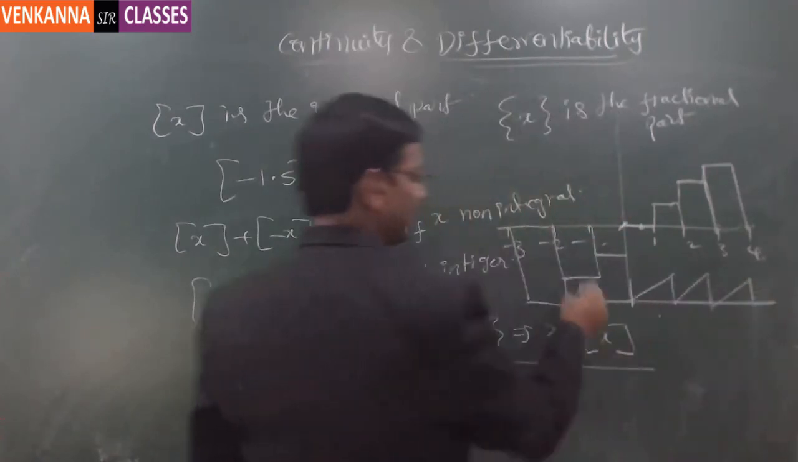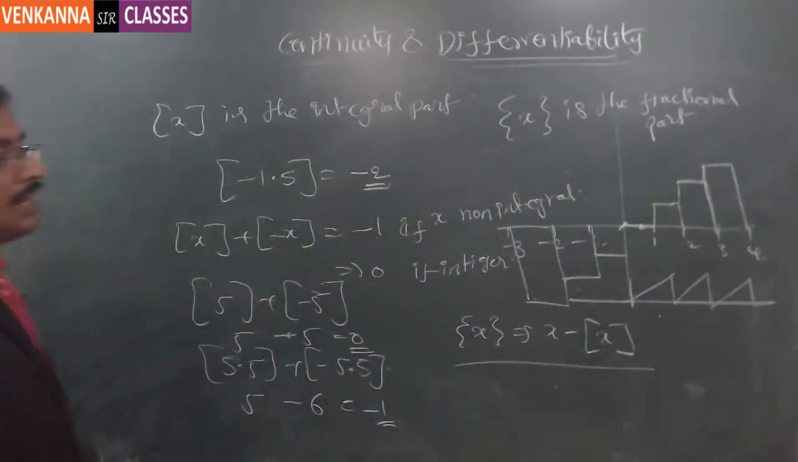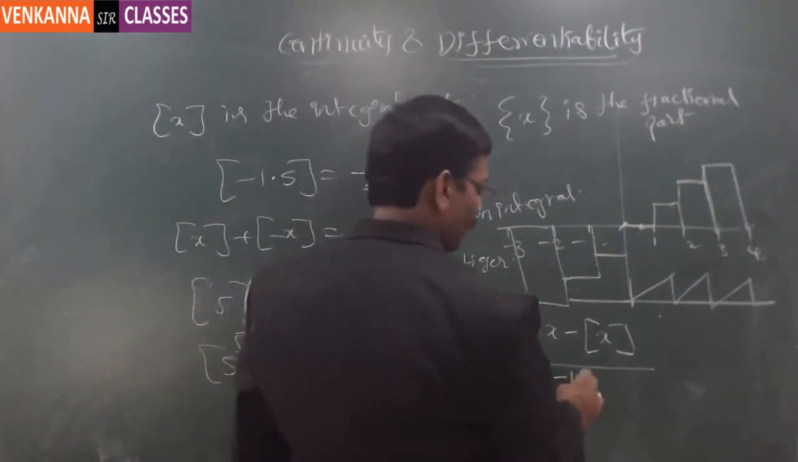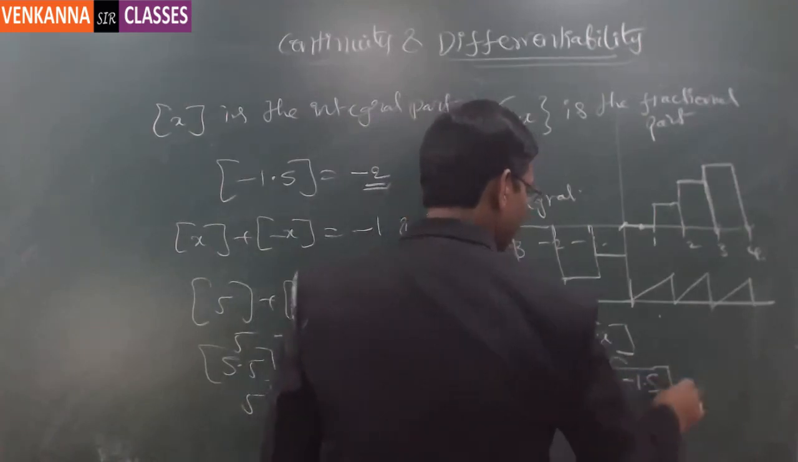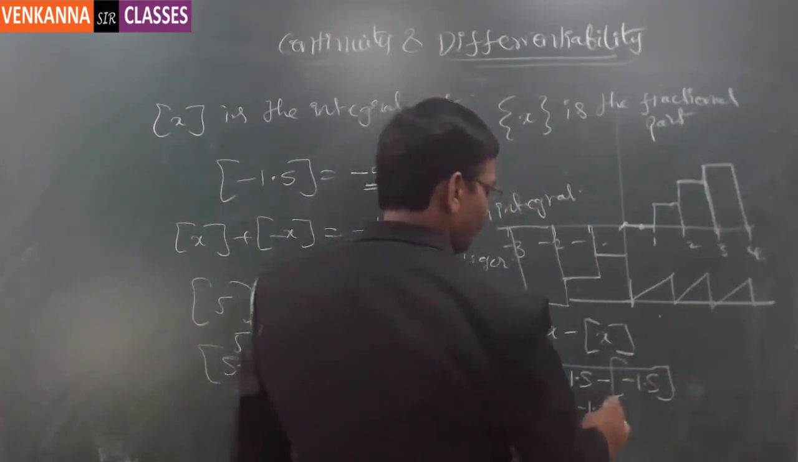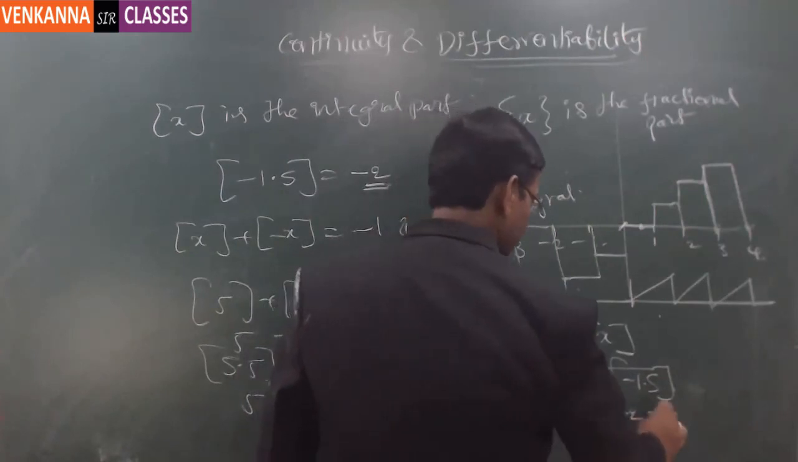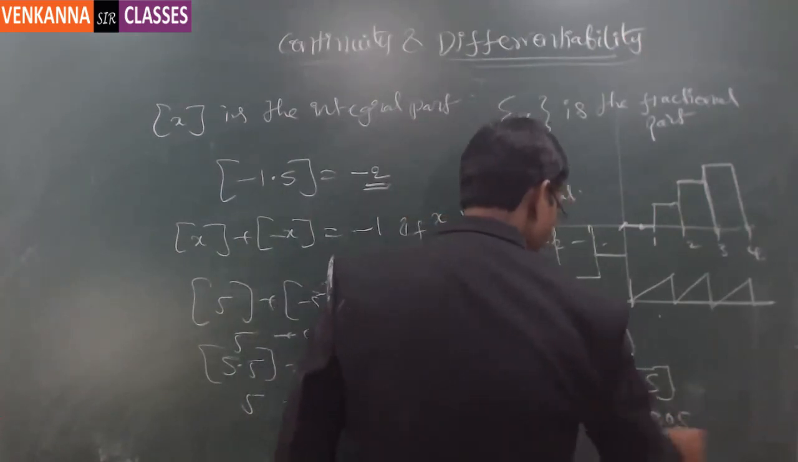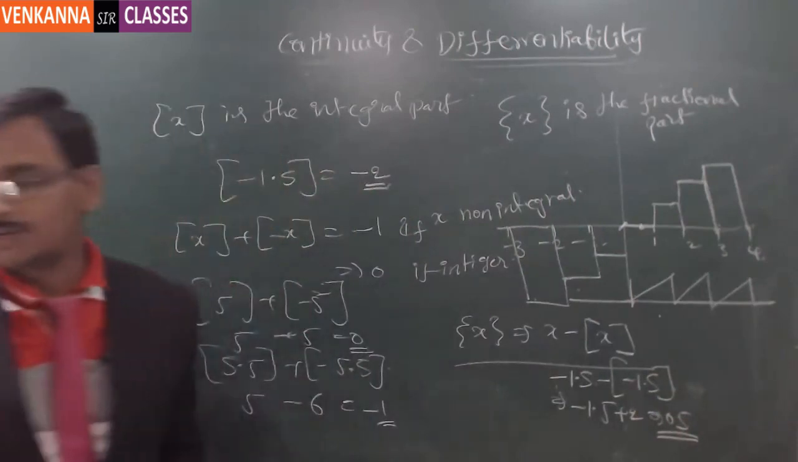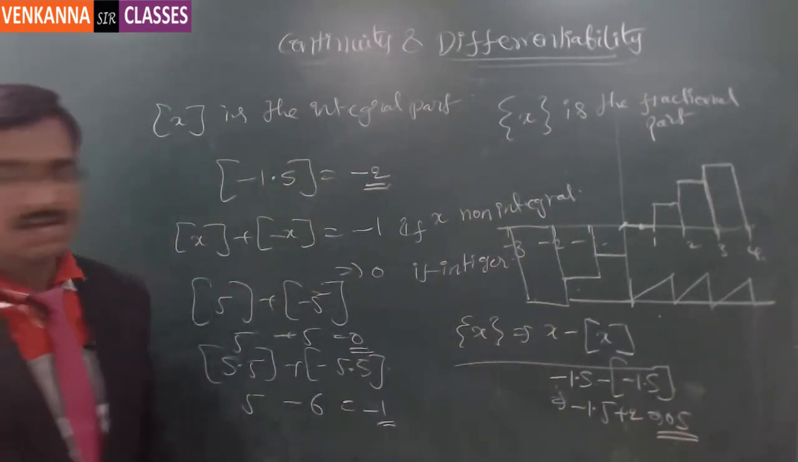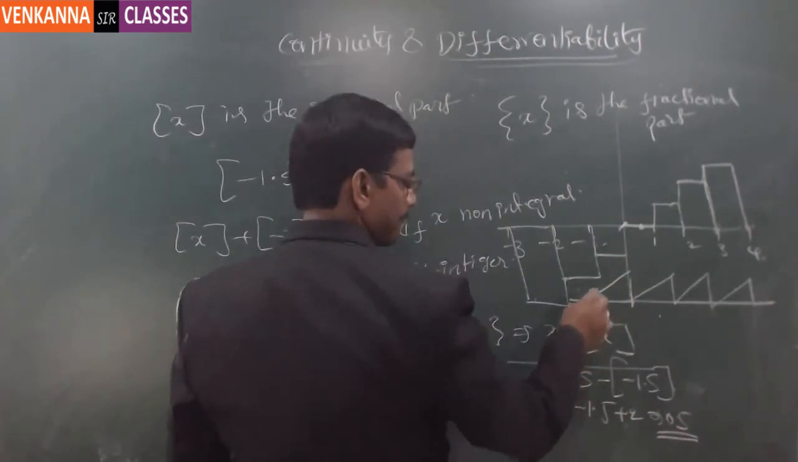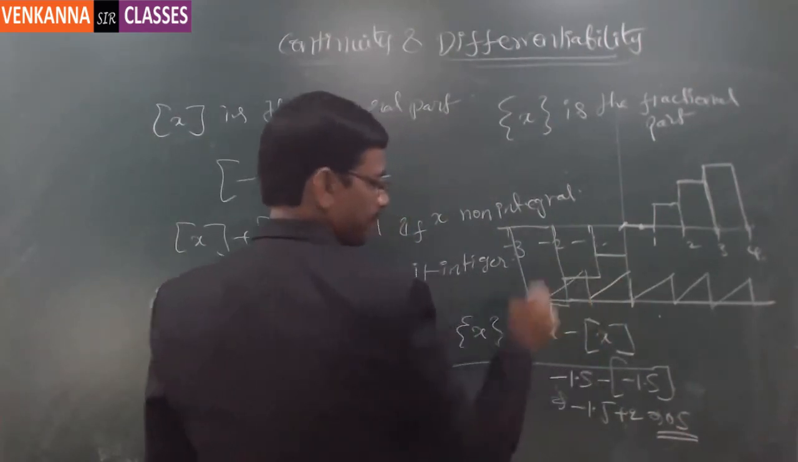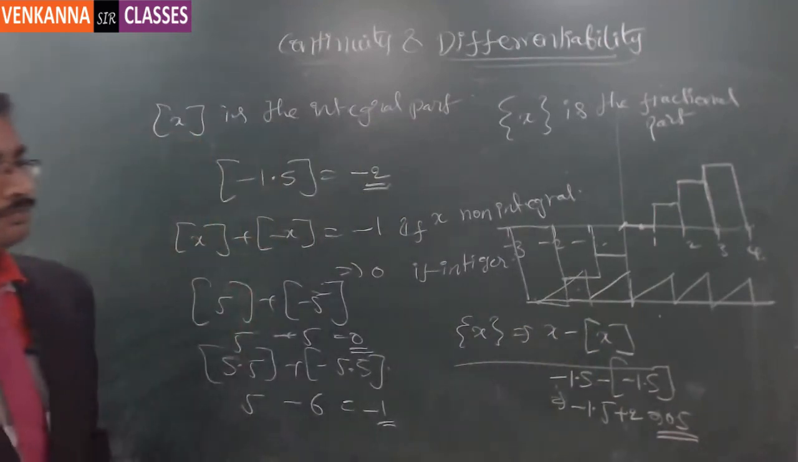Now on the negative side, let us see. Let us say I take -1.5, then -1.5 minus step of -1.5. This value will be -1.5 plus 2. This is plus 0.5. Now this itself is sufficient to guess the curve of it. This is exactly the same curve. Got it?